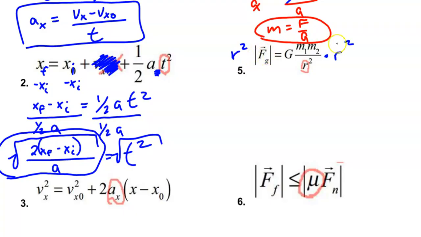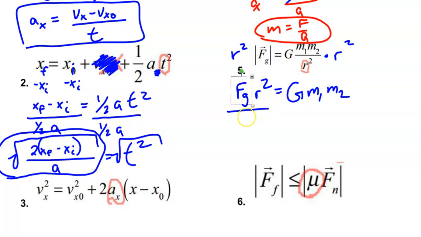That's because gravity is always an attractive force, and so you just have to understand, hey, this is the size of that force. It doesn't tell you the direction of the force. So anyways, if g r squared equals g m1 m2, and last step here is we need to divide, actually not the last step, divide by gravity.